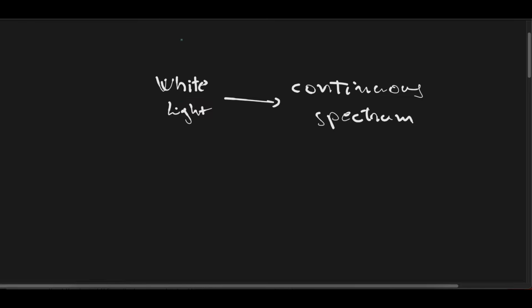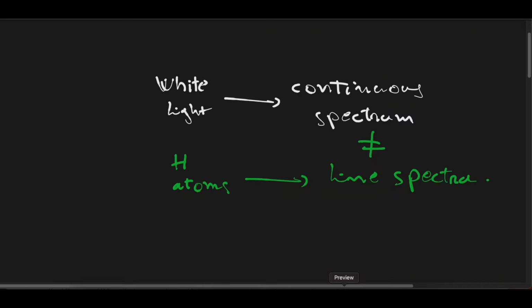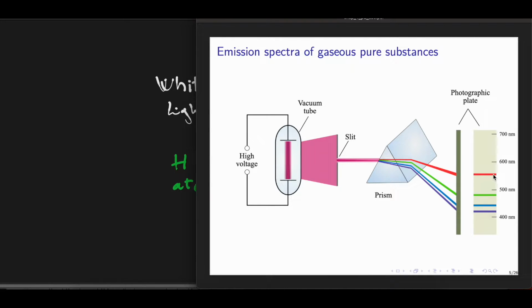So from the pure substance, from the hydrogen atoms, we get a line spectrum. So it is different from the continuous spectrum from the white light. And here notice that each color has its specific wavelength. For example, for the red color, we have 656 nanometers. And this line spectrum is unique to this substance, which is the hydrogen gas.